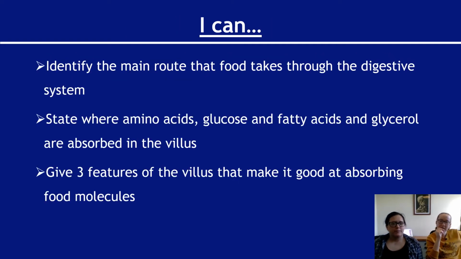Okay, so by the end of this video, you should be able to identify the main route that food takes through the digestive system, although that's kind of less important, but the picture comes up, we'll talk about it in a second. You should be able to state where amino acids, glucose, and fatty acids and glycerol are absorbed in the villus. That's important, that is one that gets asked about all the time. Really good one to know. And you should be able to give 3 features of the villus that makes it good at absorbing food molecules.